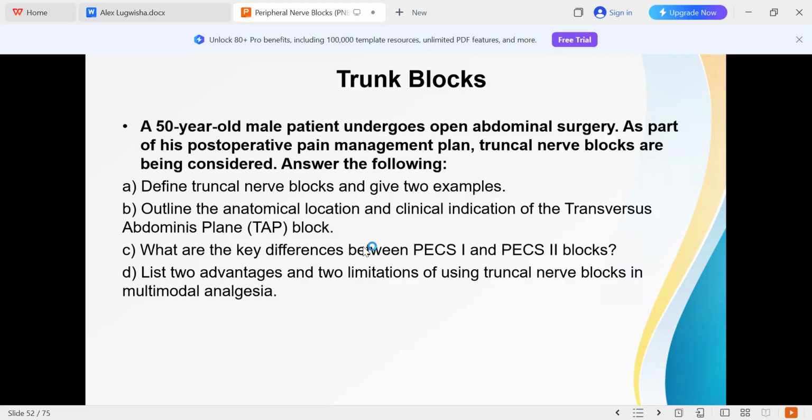Beautiful, beautiful. Are you from Wuhan too? Yes, Prof, I'm from Wuhan too. Okay, all right. Great try. Okay, what are the key differences between PEC 1 and PEC 2 blocks? Anybody?